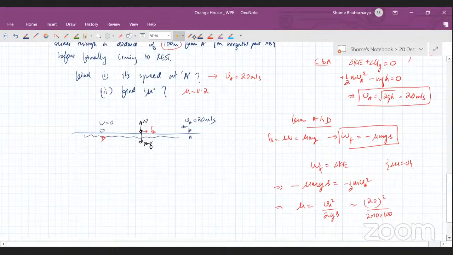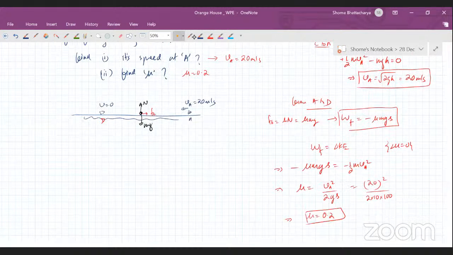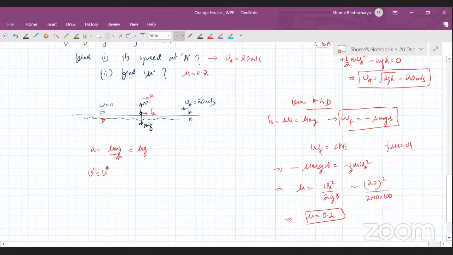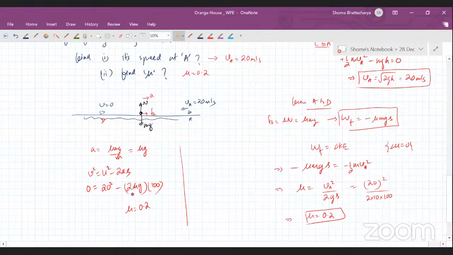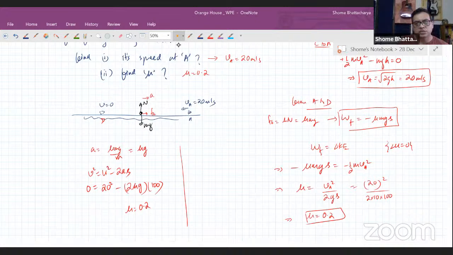This is the work energy way of solving it. You can also do it by using kinematics. You can find out that the deceleration will be kinetic friction by mass, so mu g. Now you can use the relation that v square is equal to u square minus 2as. So 0 is equal to 20 square minus 2 mu g into s, where s is 100. So from this also you can see mu will come out to be 0.2. So hope this is clear to all of you. Fairly straightforward application of work energy.